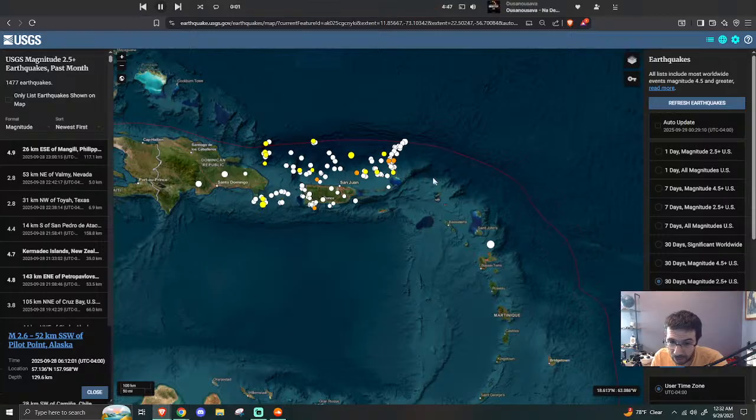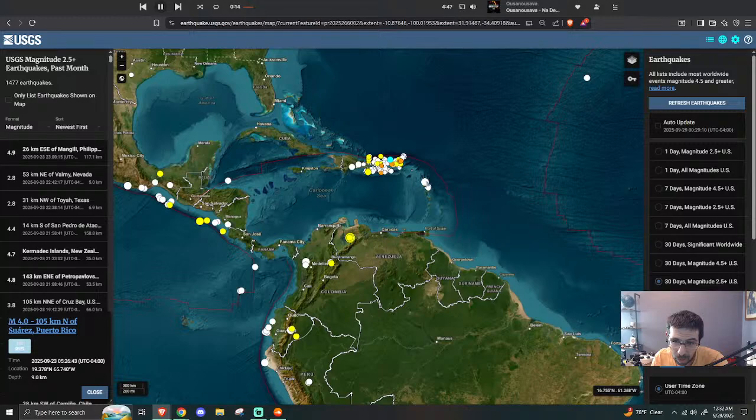I don't know what to make of this region. It doesn't look very good, honestly. There's a lot going on here. They're not strong, but it's not weak either.